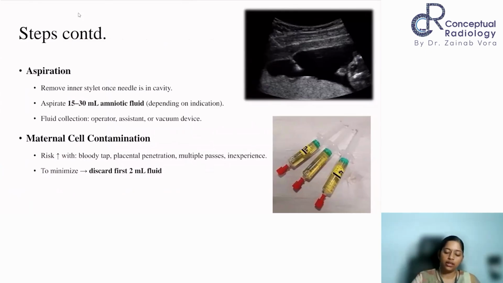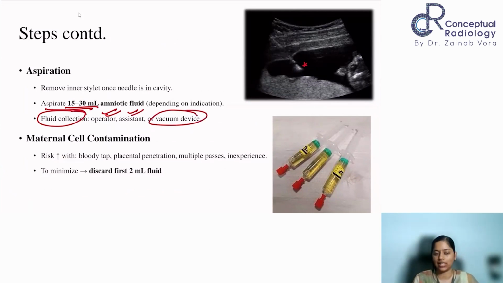Following that, with your needle under continuous monitoring, we can see it has entered the amniotic cavity. Remove the stylet, aspirate 15 to 30 ml of the fluid, and this fluid collection can be done by you, the operator. An assistant can help you: you stabilize the needle and the assistant will help you aspirate it. Or if you want to do it solely by yourself, you can use a vacuum assisted device as well.